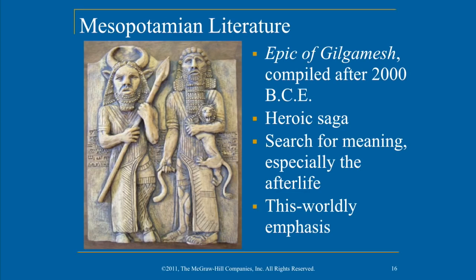Next, we have Mesopotamian literature. We have the Epic of Gilgamesh. It's compiled after 2000 BCE. It's a heroic saga. Now, a saga is a very cool story about a guy, and the main guy's name is Gilgamesh. And Gilgamesh's big thing is he doesn't want to die.